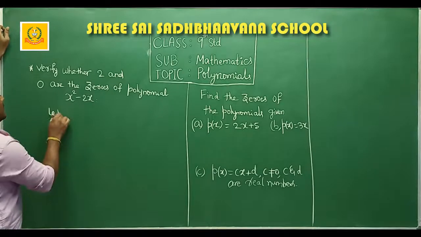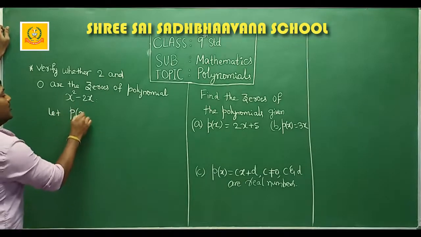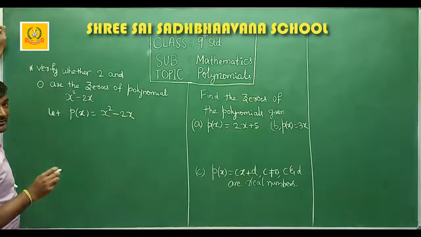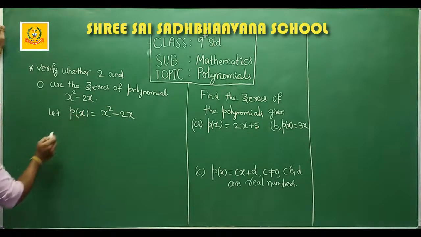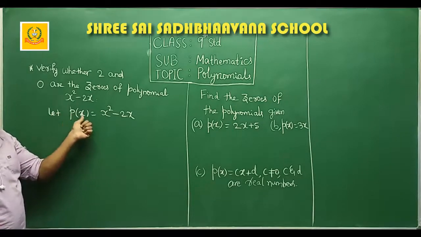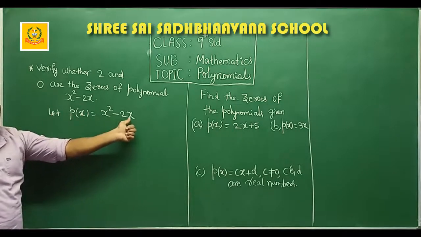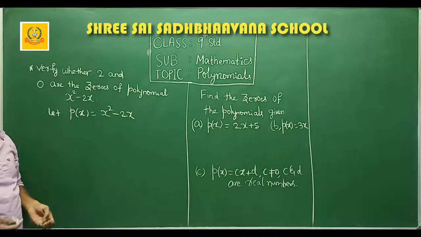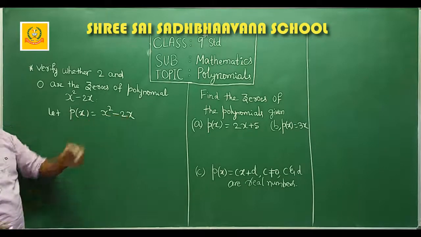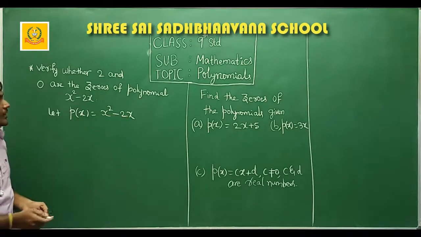Let us just consider this polynomial as p of x. You can even consider it as g of x also. As I discussed in the previous classes, p of x is nothing but a polynomial in terms of x. That is the reason it is called p of x. It may be p of x, it may be g of x, any alphabet you can take. It means the polynomial is in terms of x.